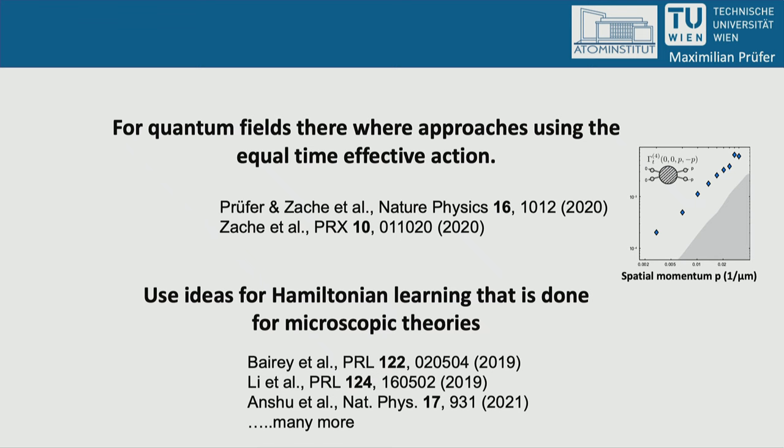But we were all trained a little bit more in the language of Hamiltonians. Yeah? So we wanted to learn effective Hamiltonians because this is somewhat more intuitive for us, because we can interpret what is happening in a Hamiltonian. And so we took inspiration from many, many papers, and I cannot cite all of them, who do Hamiltonian learning for microscopic theories. Yeah? But we wanted to translate those ideas to the realm of effective field theories.